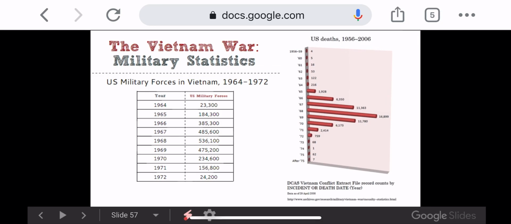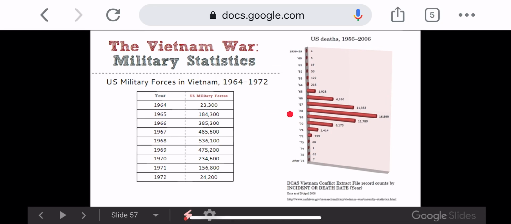We looked at the pro-war and the anti-war movement, and today we're going to talk about 1968 and it being this real turning point of the Vietnam War. Looking at the two graphs here, we know that 1968 is a really important year because it is the biggest year of the war in terms of military forces. You can tell from this graph that in 1968 there were significantly more American military forces in Vietnam than in any other year, over 500,000.